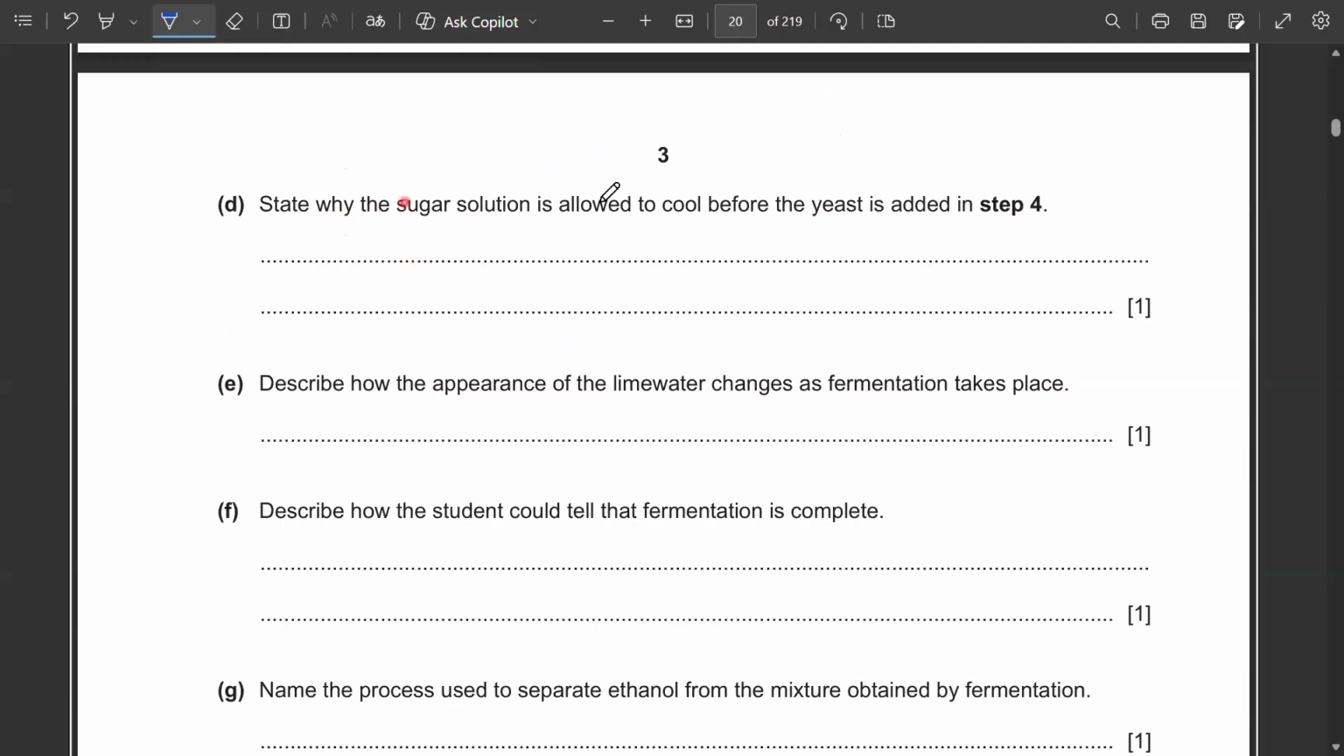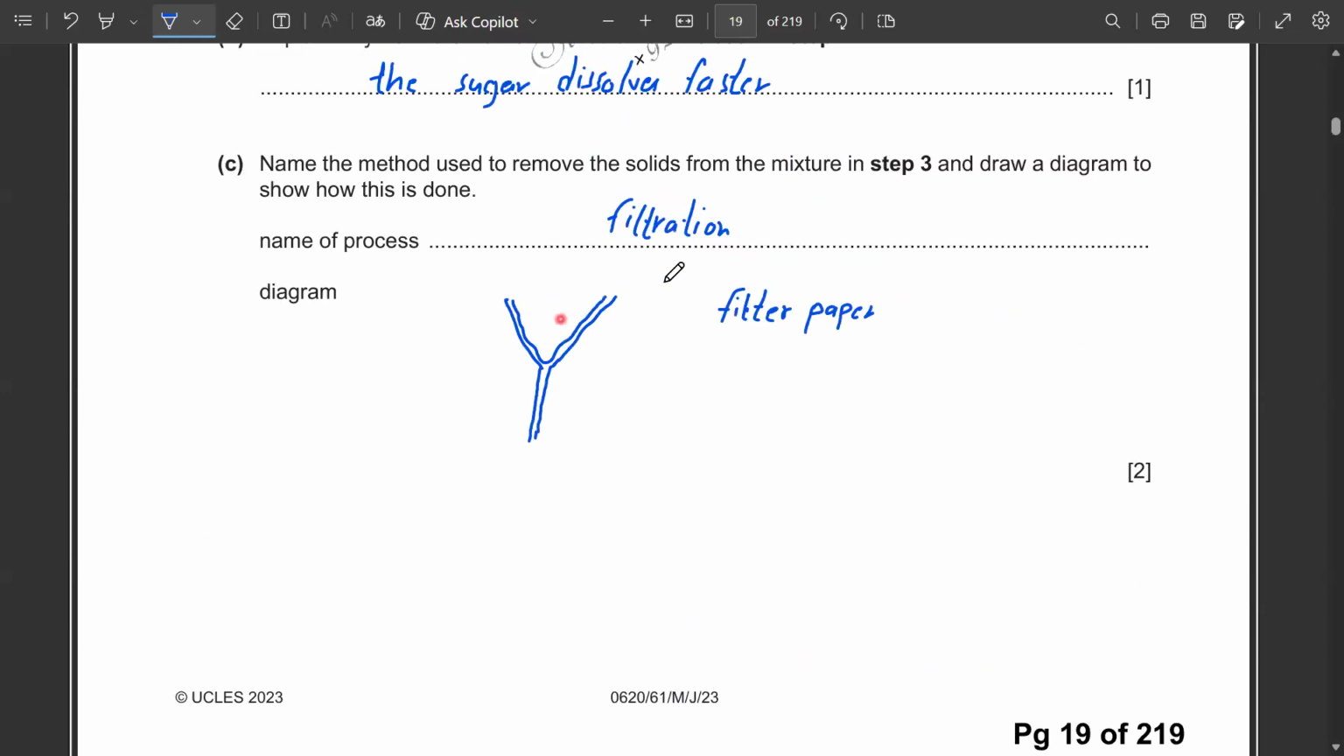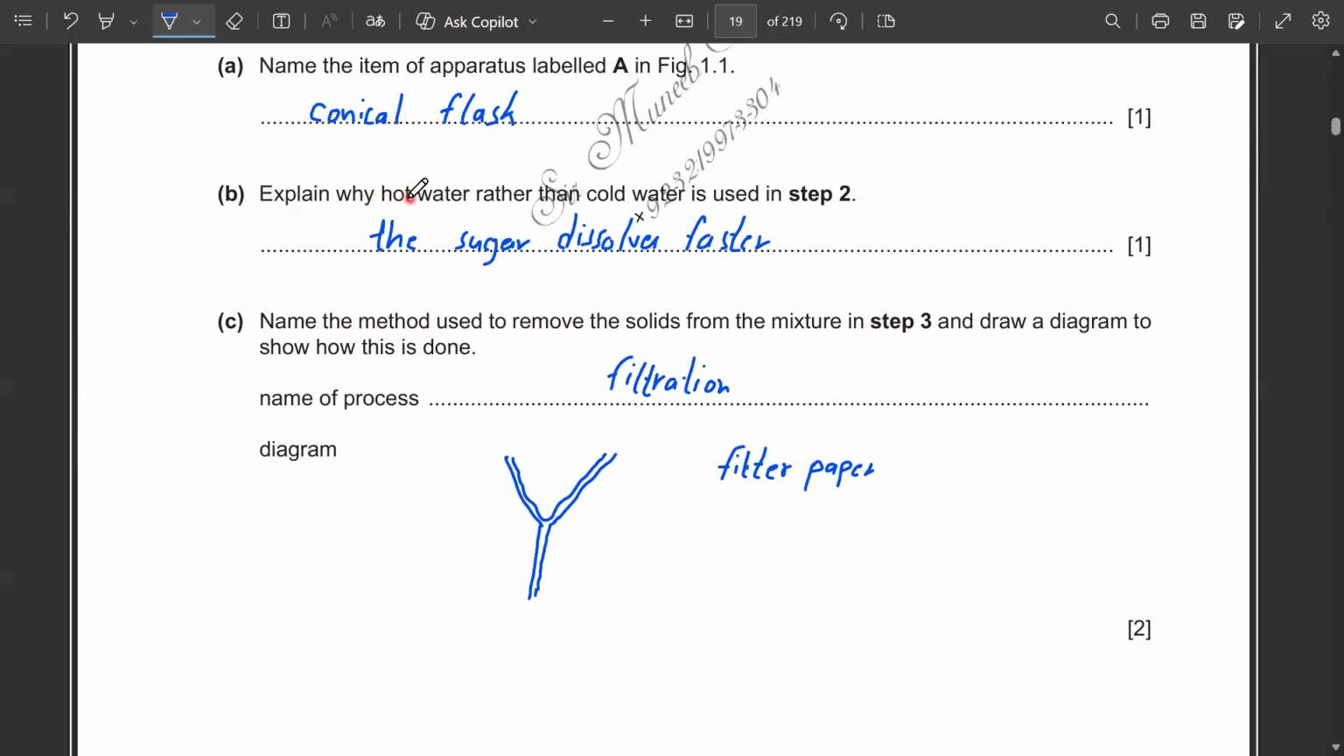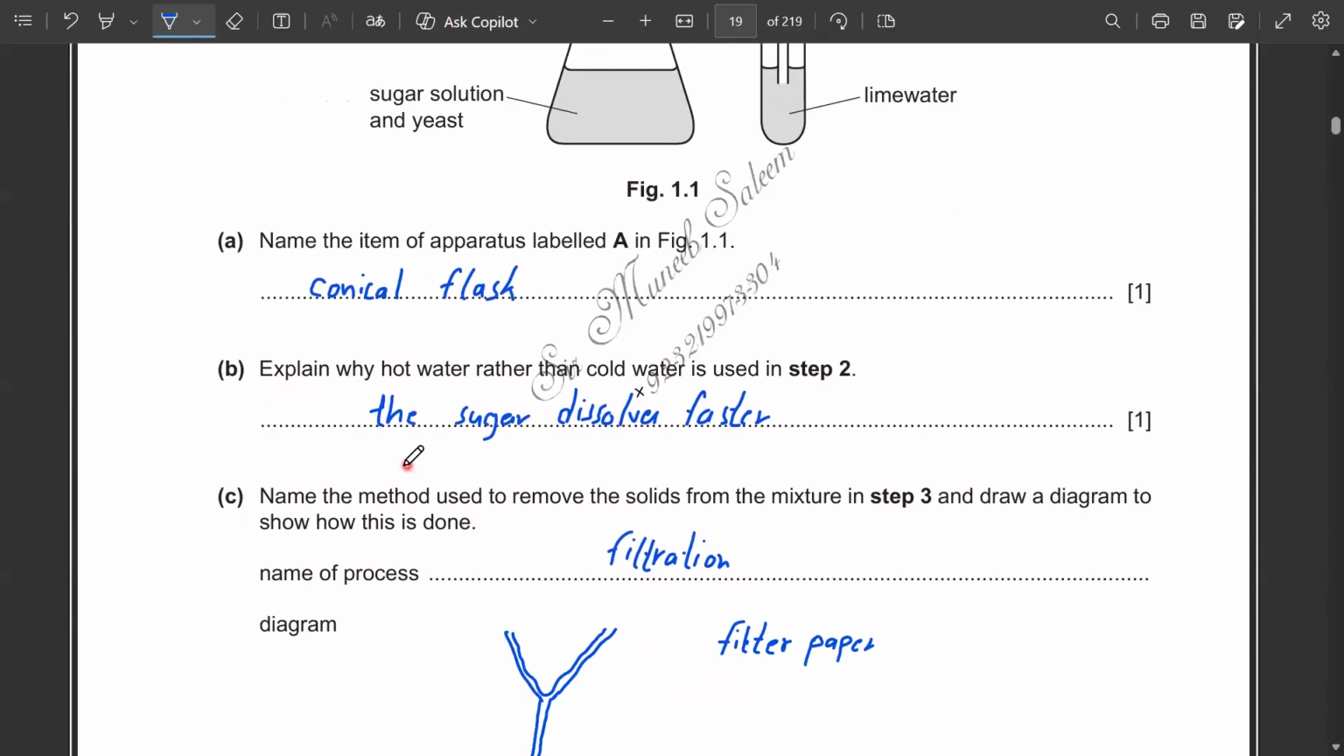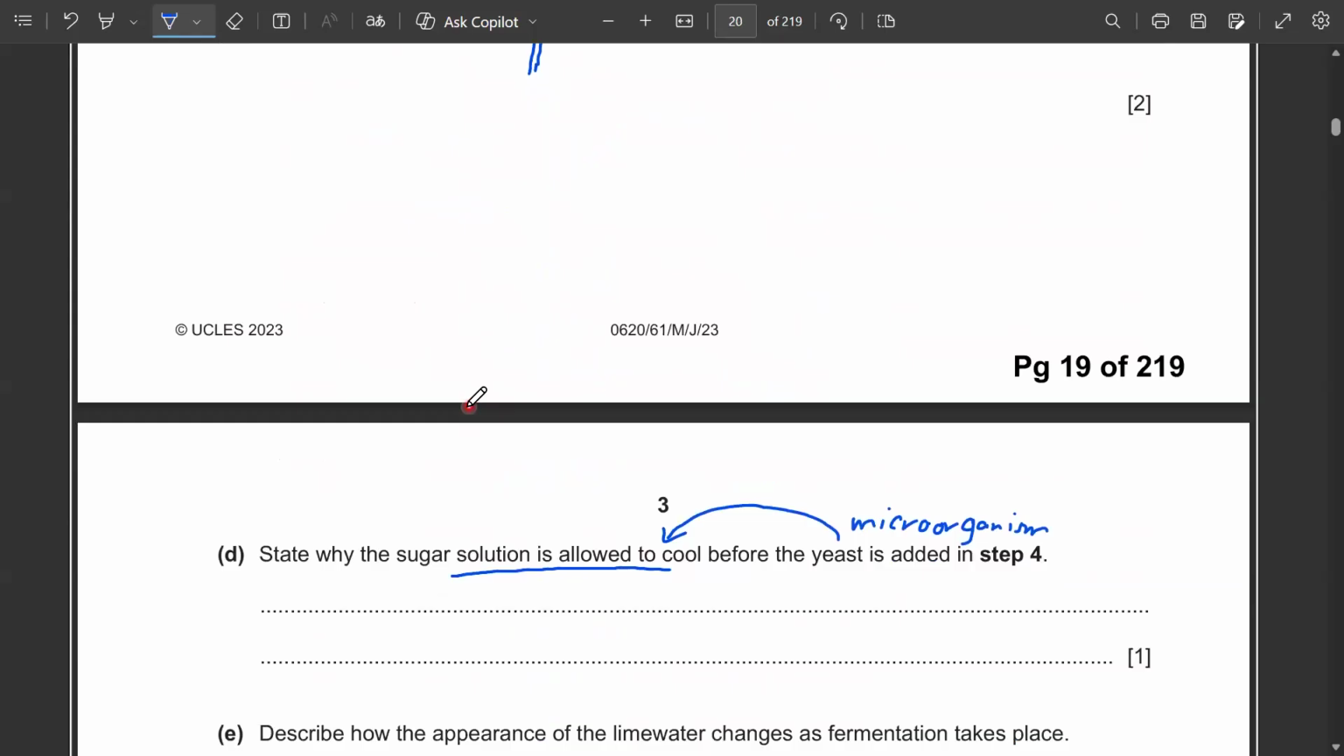Then D says, state why the sugar solution is allowed to cool before the yeast is added in step 4. Okay, we have to cool down the sugar so that the yeast can then be added. The yeast, if you remember, we studied in the literature, it's a microorganism. So a microorganism cannot survive in the hot water. In the previous step, in step 2, we added the hot water. The hot water can be of a temperature above 60, 70, 80 degrees centigrade. In this temperature range, the yeast cannot properly work. We can say it will die.